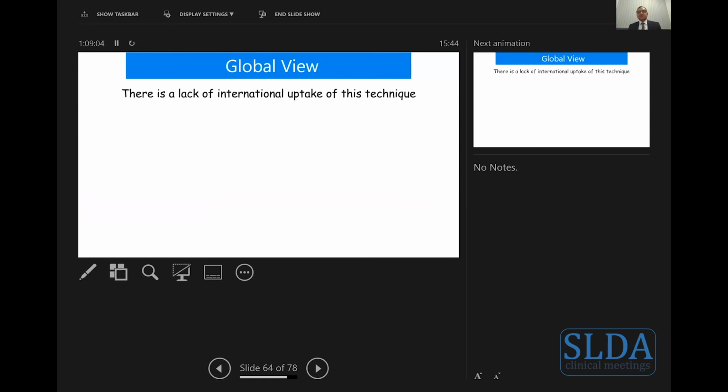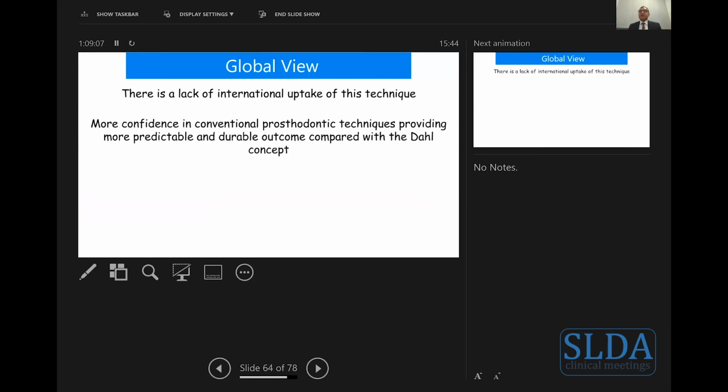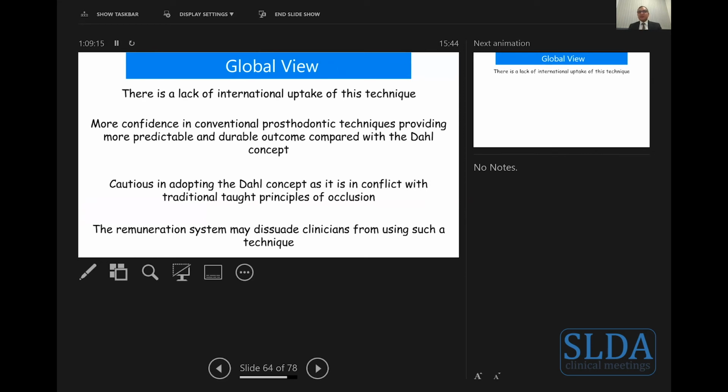In a global sense, I would say there is some mistrust, as I mentioned earlier. It's still considered a new technique, uncharted waters for some. And it's against the traditionally taught principles of occlusion. You don't leave occlusion open like that. If you're providing a restoration, if you're providing an amalgam or a composite or a crown, you ensure that there are equal posterior and anterior occlusal stops.